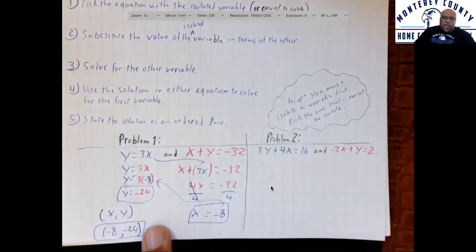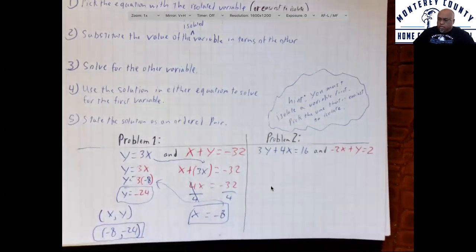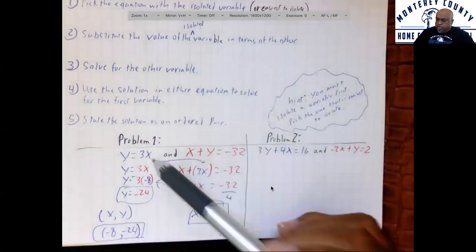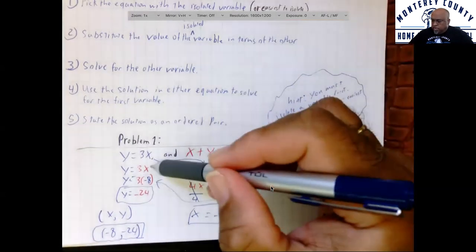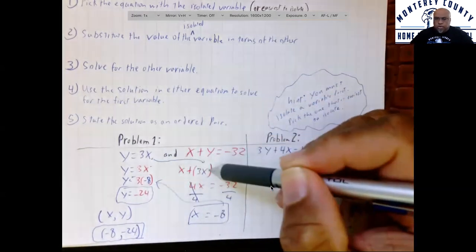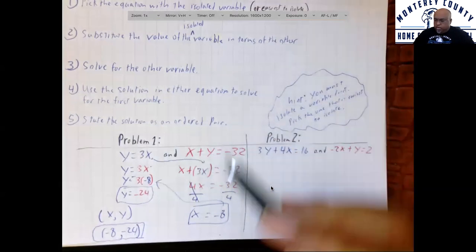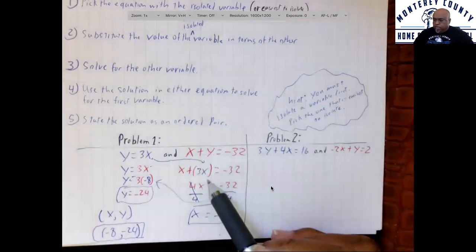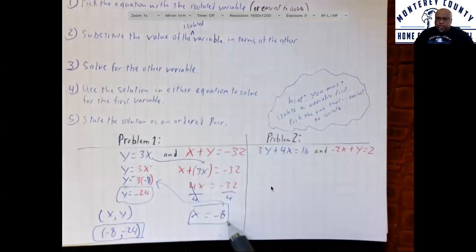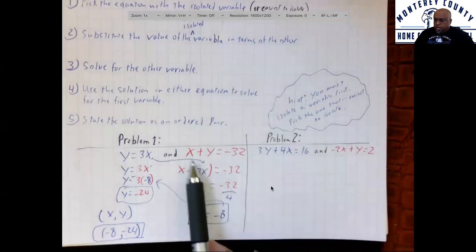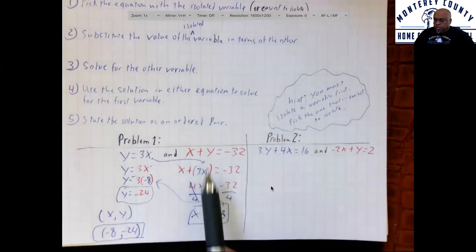Okay? Now, let me follow the steps. Number 1, pick the equation with the isolated variable. Number 2, substitute the value of the isolated variable into the other equation. Number 3, solve for the other variable. Remember that this one had y isolated, but we're solving here for x. I got the value of x. Step 4, use the solution in either equation. So I could put negative 8 here and solve for y, or I could put it here and solve for y. It would work in either equation.